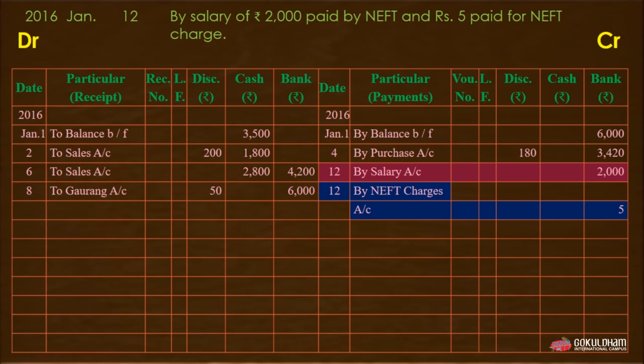There is write down in date column 12, and in payment column में write करेंगे by NIP by salary account. There is write down in bank column 2,000 rupees, and again we write down there is a date में 12 write करेंगे, because of यहाँ पे NIP charge लिया हुआ है, so by NIP charge account, and in bank column में write down there 5 rupees.